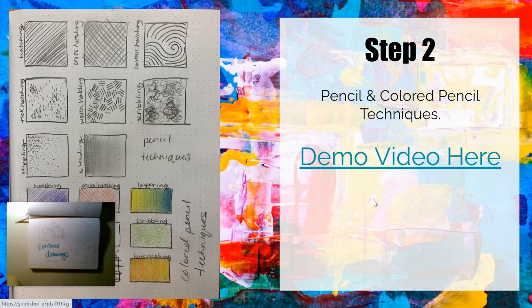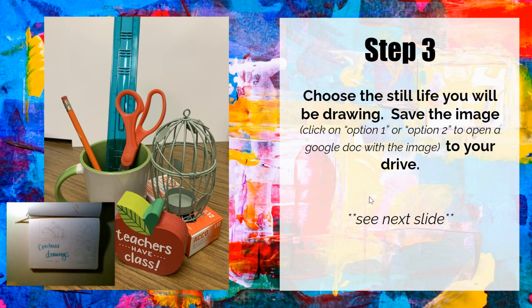So here's another link to the video. So today, you're going to be picking a still life. I have two options for you. They're both similar, but you get to pick which one you want to do. And you're going to save the example of whichever one you pick to your Chromebook so that you have it. It'll be in your Google Drive.